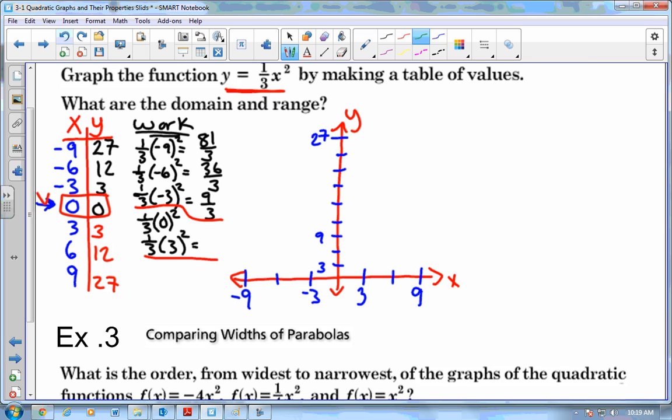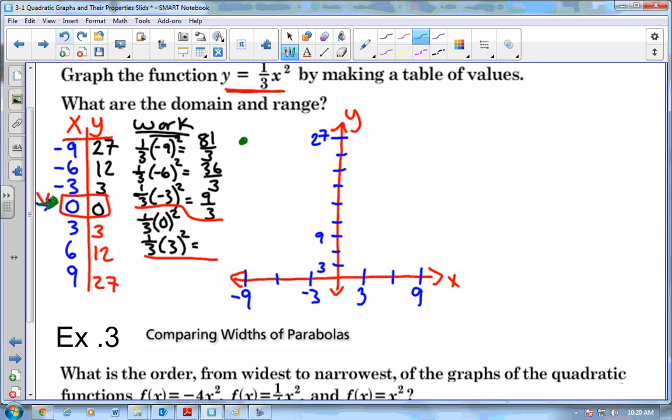Now when you plot your points, it should form a U because we are graphing the vertex. So we should see the turnaround point. Make sure when you draw in the curve, it is curved like a U. It should not be a pointed V. It should be curved like a U.